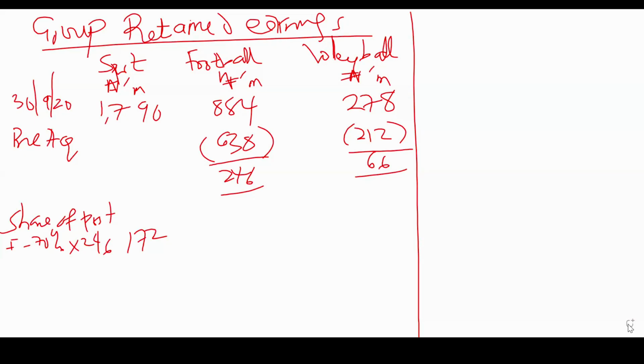For volleyball, we are only going to get 56% of 66. What do we get there? 37. That will lead us to 37. All right. Okay. Now, don't forget that we also have associates.